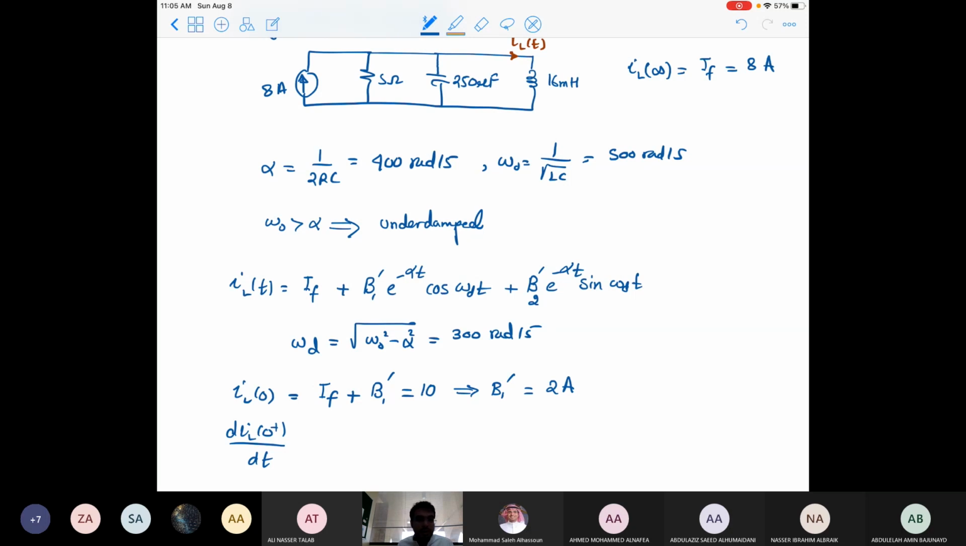Now I want to find the derivative of the current with respect to time, and this derivative is evaluated at t equals 0. And again, this derivative of the current is equal to the value of the inductor voltage divided by the inductance. So what is the inductor voltage? Again here, since the inductor is in parallel with a capacitor and the voltage across the capacitor cannot change instantaneously, this implies that the voltage across the inductor is going to be 40.